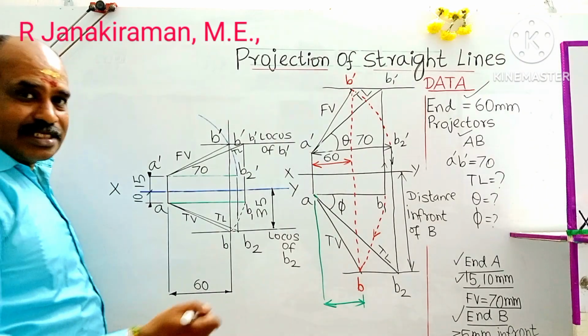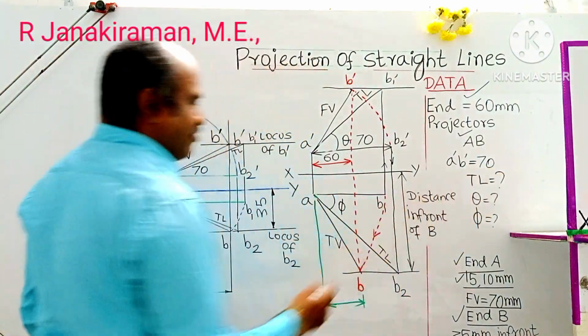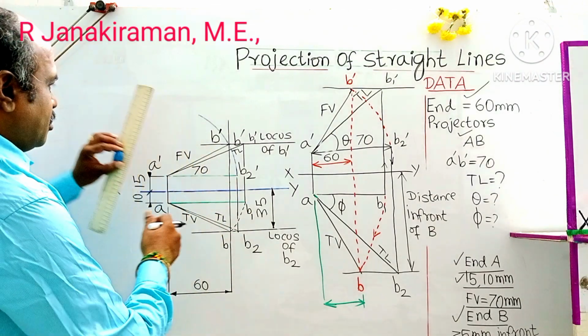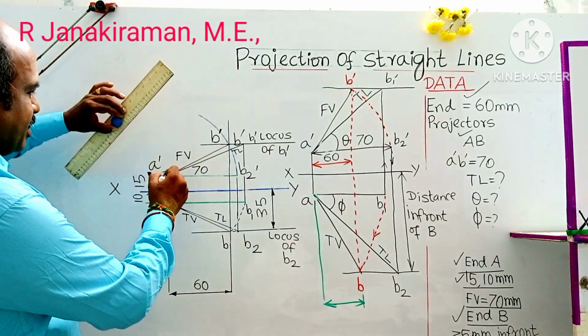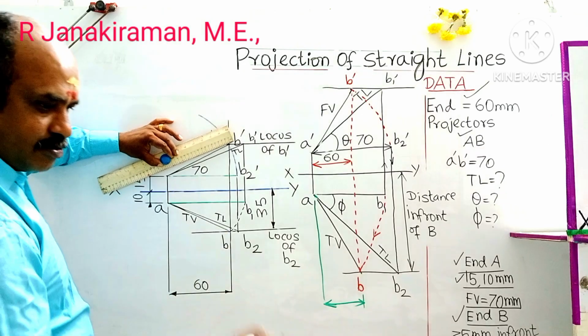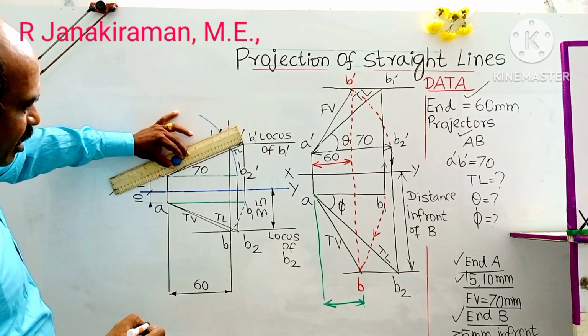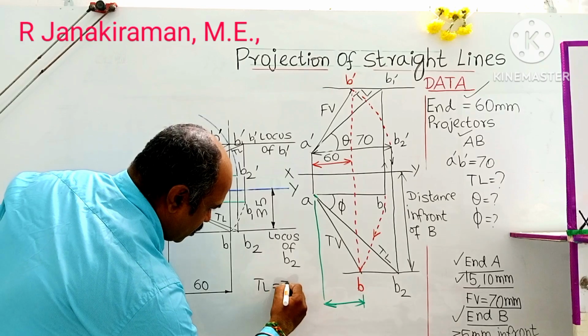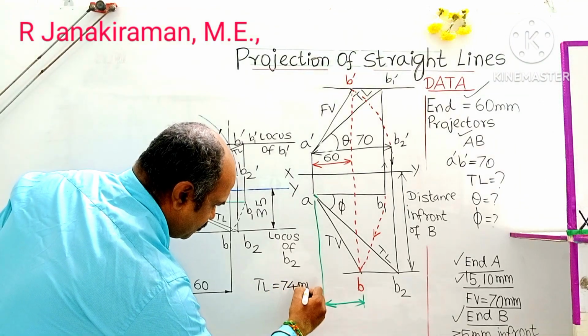Now you measure the distance TL. TL stands for true length of the line. So take your ordinary freehand scale and measure the distance A dash B1 dash. It comes to 74 mm. So TL is 74 mm.